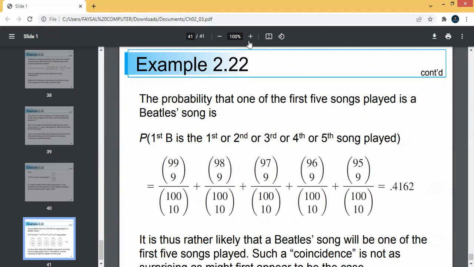So how do we basically do it? It means the probability of the first Beatles song being the first or second or third. Basically, it is the probability that one of the first five songs, so the total are 1, 2, 3, 4, and 5. So how many total events? There are total 5 events. So there will be one that is Beatles. For this, we have to start with one negative, so 100 minus 1. So I will start from 99.